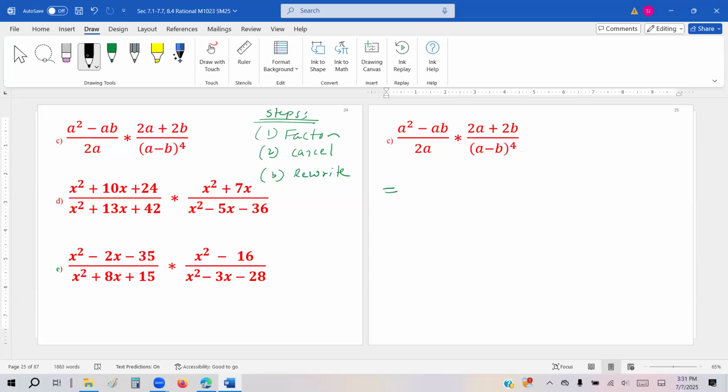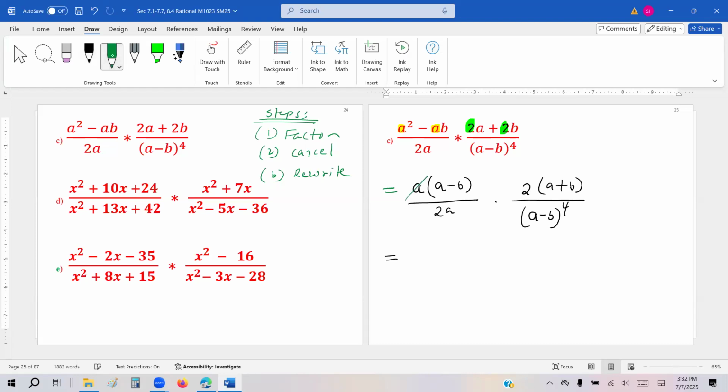So we have A square minus AB. They both have A in them, so it's GCF. We factor out A and we get A minus B. And we have 2A on the second one, where we have 2 as GCF. They both have 2 in them, so you factor out 2 and we get A plus B. The denominator, we have nothing to do, so we leave it with its power. So factoring is done. Now the fun part, cancellation.